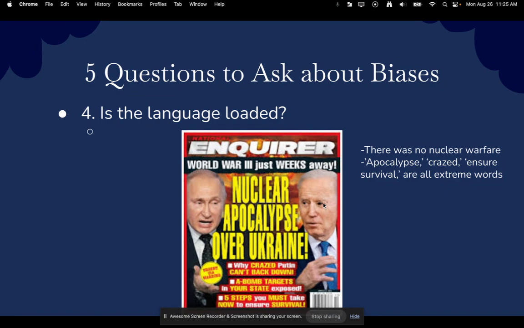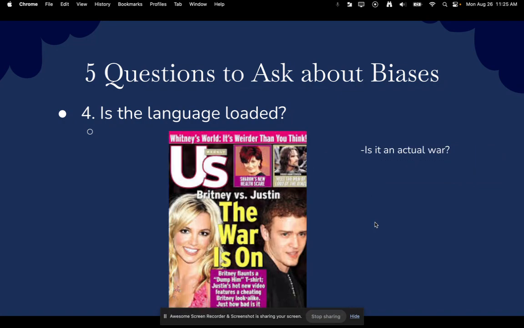So it talks about this nuclear apocalypse, right? But that never happened. There was never any nuclear warfare. And it also uses big, kind of emotional words like apocalypse, crazed, ensure survival. Those are all very extreme words. Another one would be like with celebrity gossip, like Britney versus Justin, the war is on. Was there really actually a physical war? No, there wasn't a physical war.